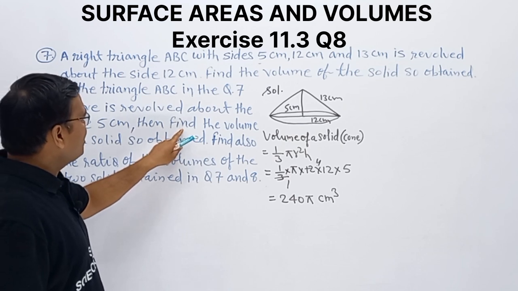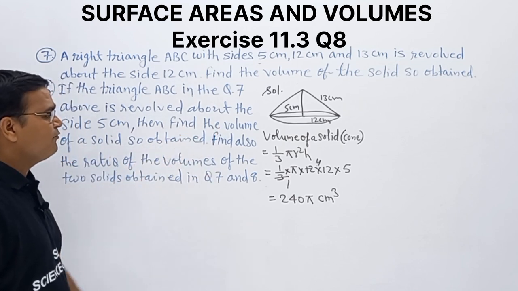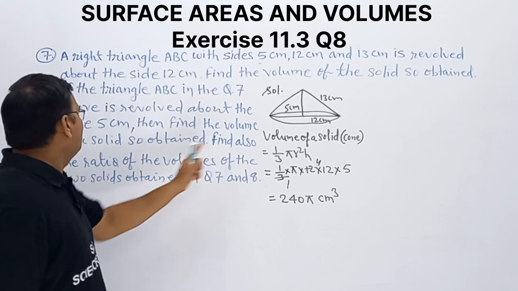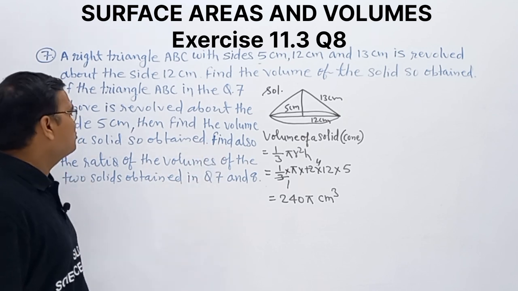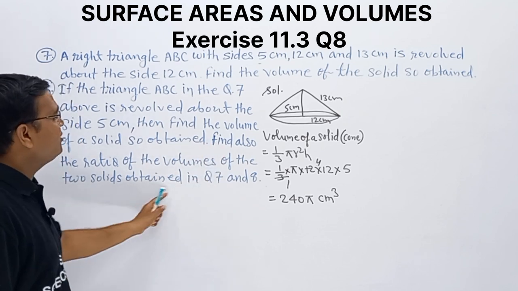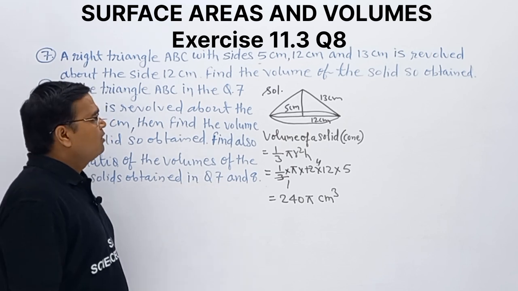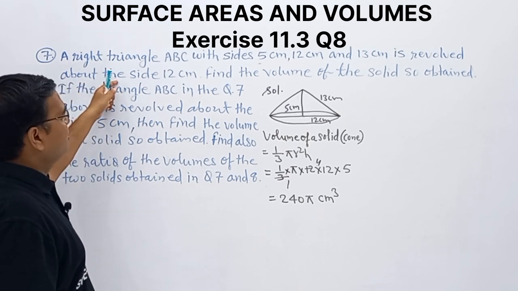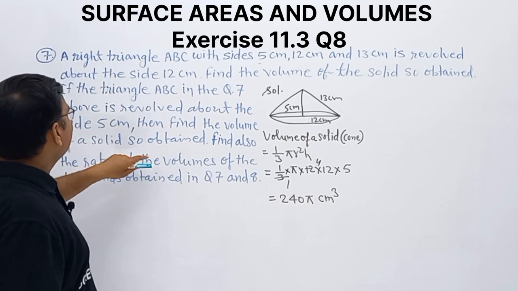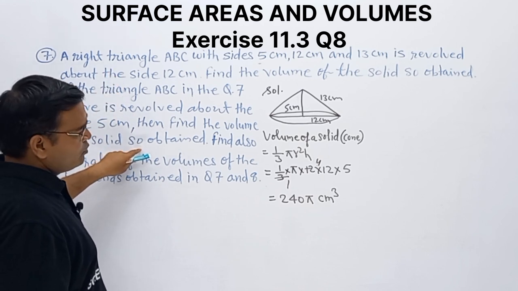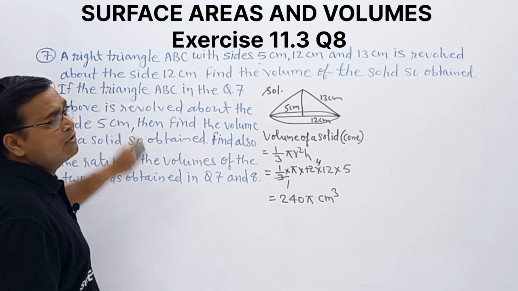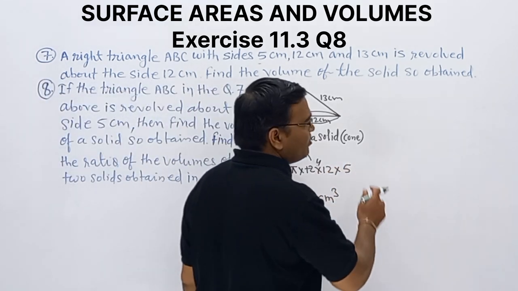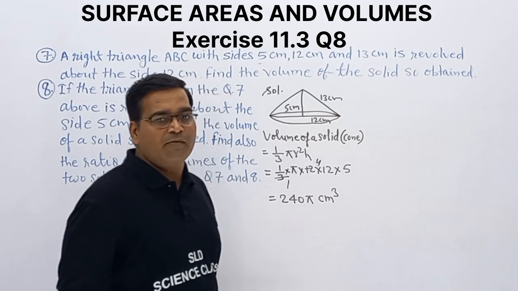So the first answer we obtained: the volume of the solid is 240 pi centimeter cube. Find also the ratio of the volumes of the two solids obtained in question number 7 and 8. We want the ratio of the volume obtained in question number 7 and the volume obtained in question number 8.